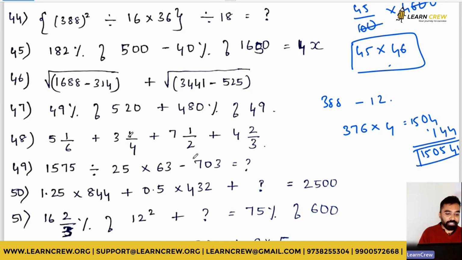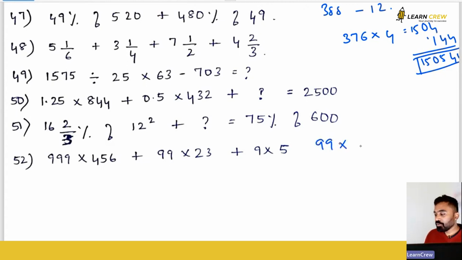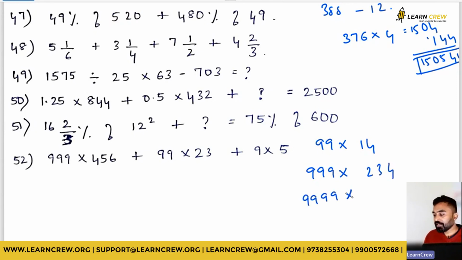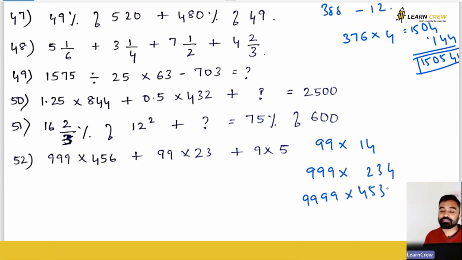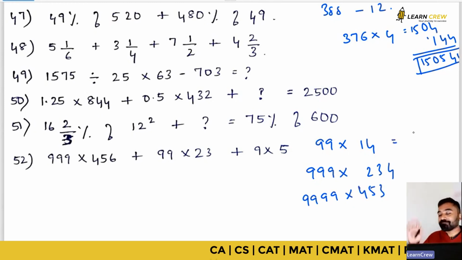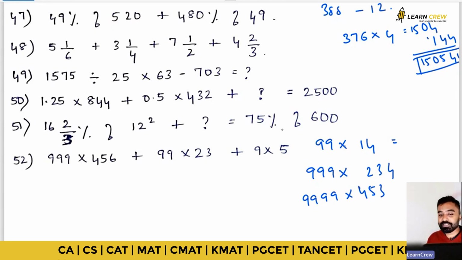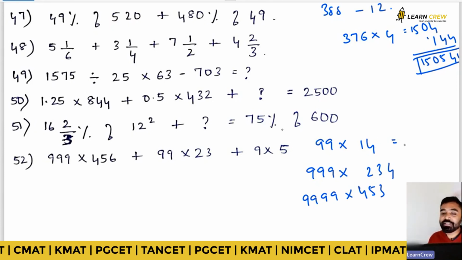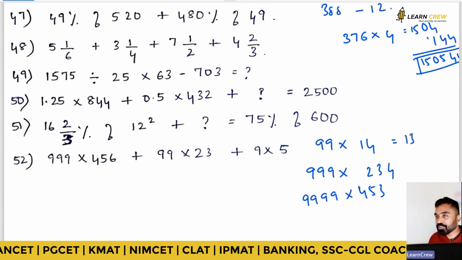Okay. Online, all clear? 99 into 14, 999 into 234, 9999 into 453. So when you get these kinds of numbers, how do you do it? 100 into 1000 is one of the methods. Else, 14 minus 1 is 13.